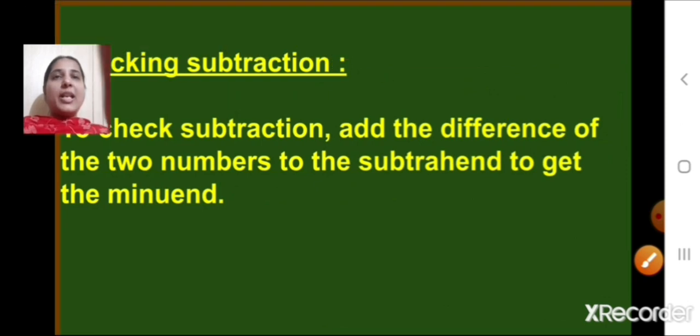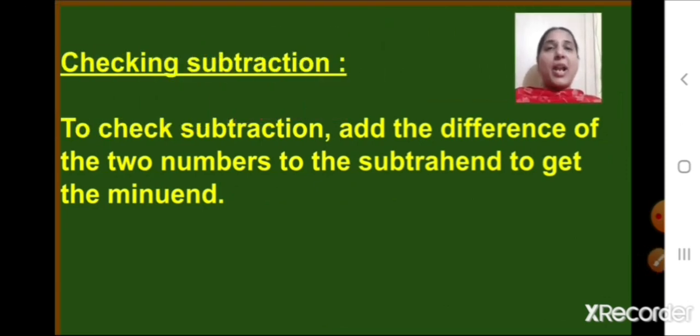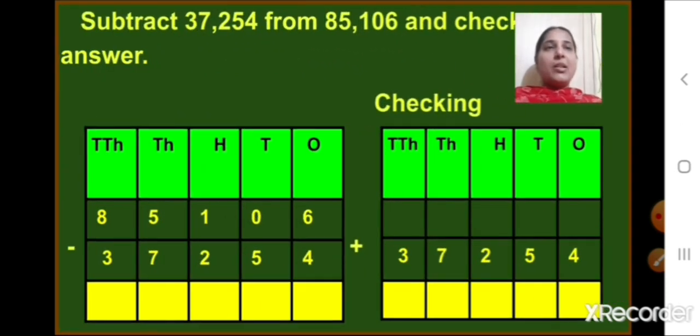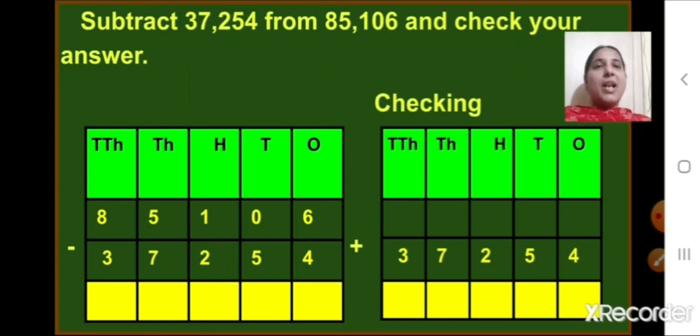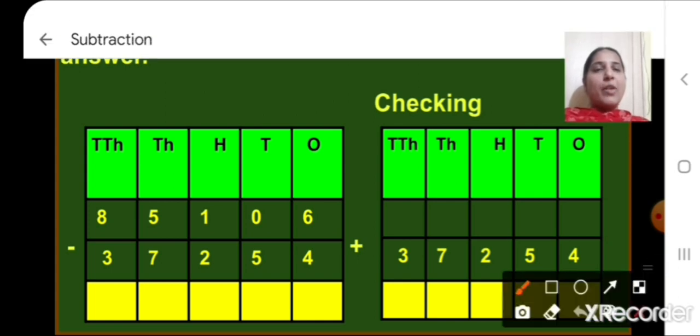Now checking subtraction. How do we check the subtraction? To check subtraction, add the difference of the two numbers to the subtrahend to get the minuend. Let's see one example. Suppose this number, subtract 37,254 from 85,106 and check your answer. So how will we check the answer? First let's subtract. So let's start from the ones place.